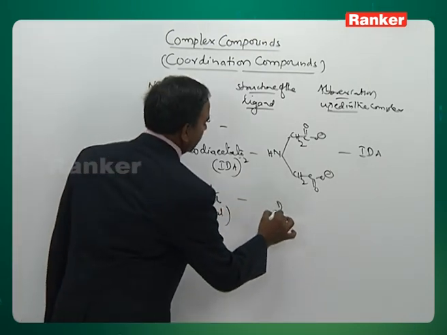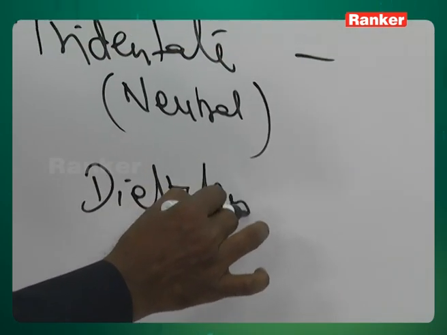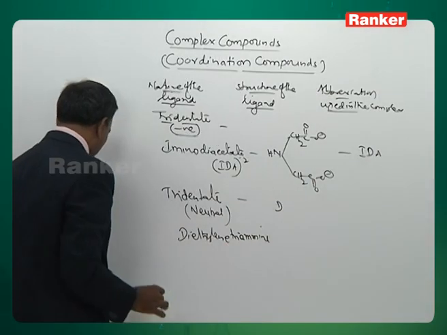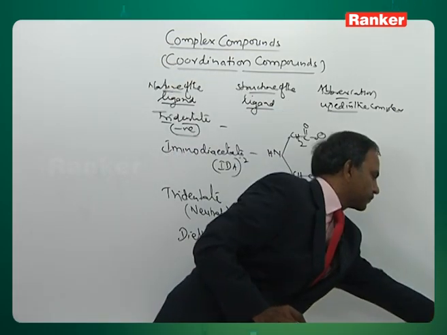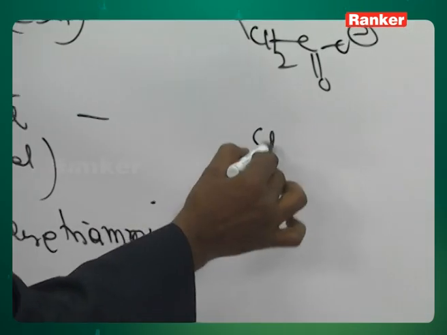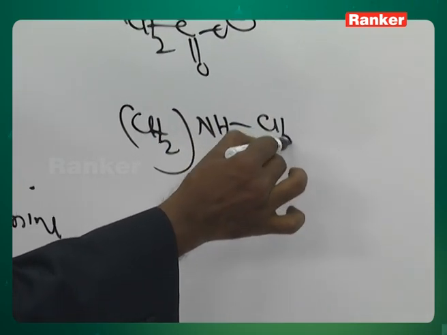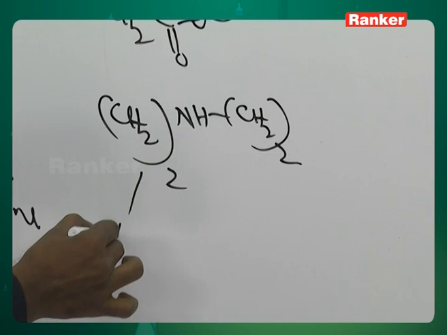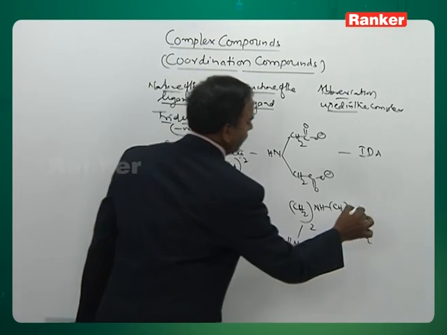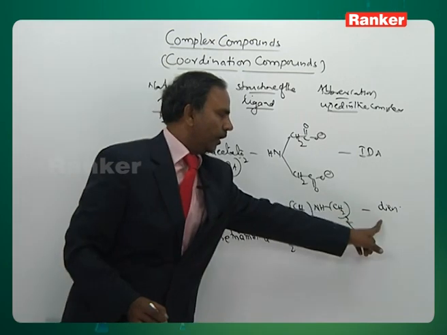Tridentate neutral: diethylene triamine. See, diethylene triamine has CH2 linked to NH, CH2 linked to CH2, then NH2 and NH2. This is represented in the complex simply as dien. Dien stands for diethylene triamine.